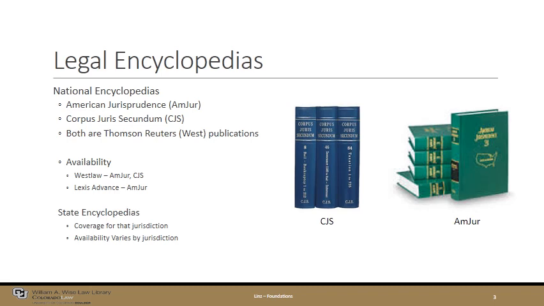And then there are state encyclopedias that narrow the coverage to that state jurisdiction. The availability of a state encyclopedia really varies from jurisdiction to jurisdiction. Some states really don't have any, others do have some sort of a state encyclopedia. For our purposes, though, we're really thinking about and using national encyclopedias.